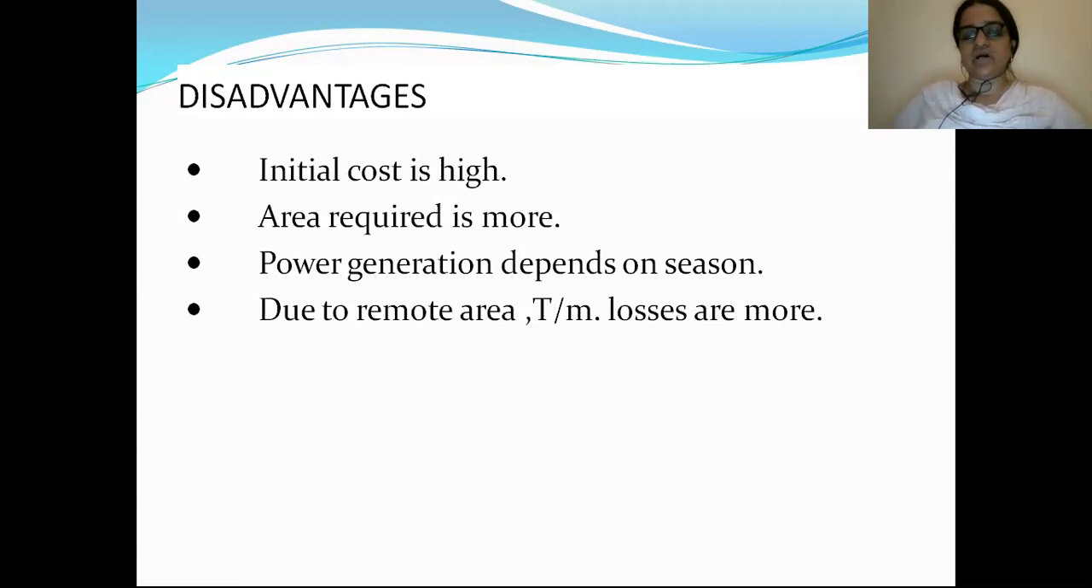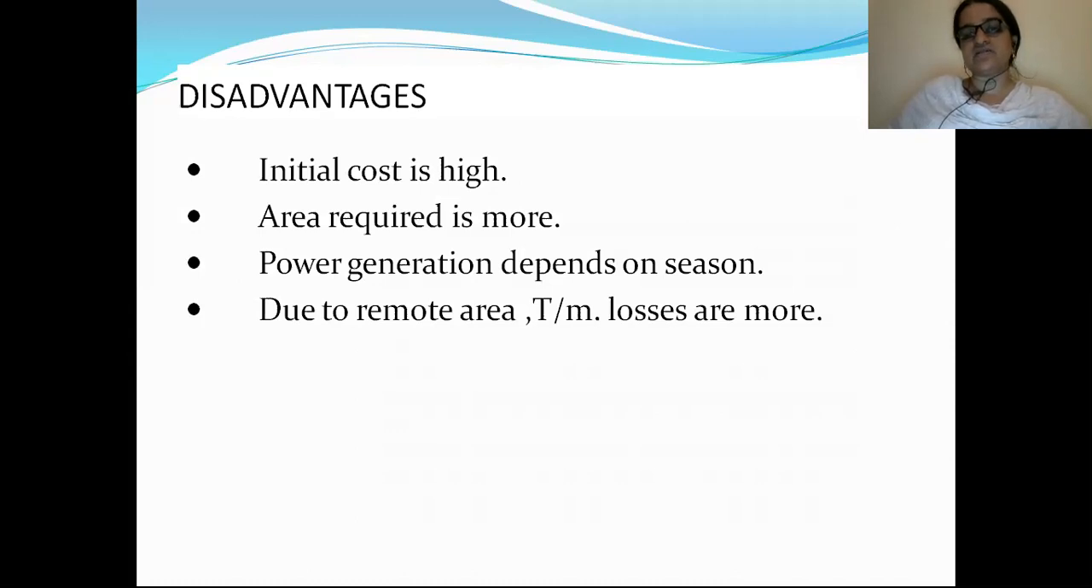Coming to the third point, power generation depends on season. This is also one deciding factor. Why? Because we have put in a lot of effort, a lot of people have worked for many years, and they have put in a lot of money. But what is happening? We are able to store water, but we are unable to generate electricity throughout the year. So that will be another disadvantage for us: power generation depends upon season.